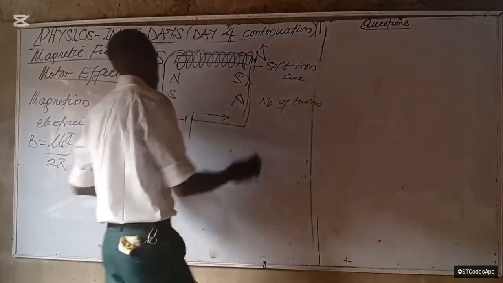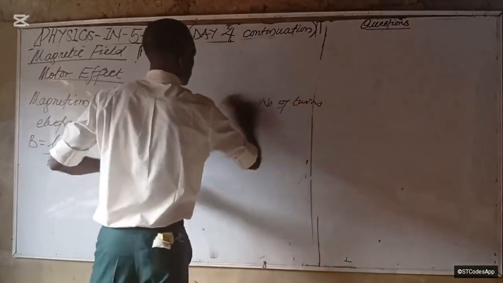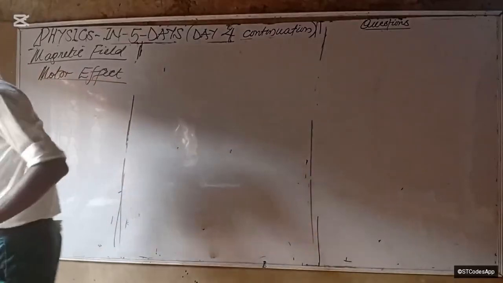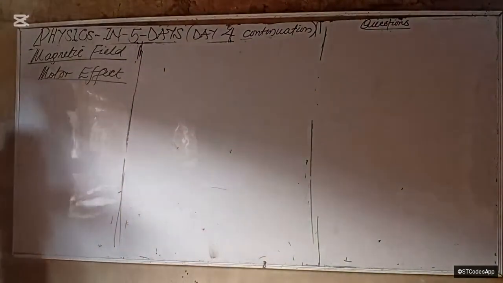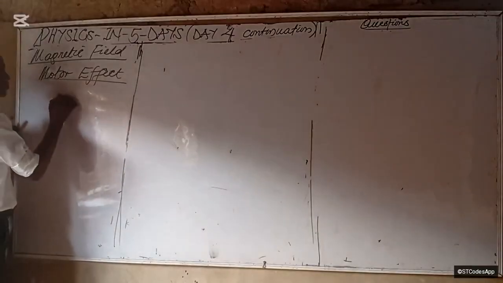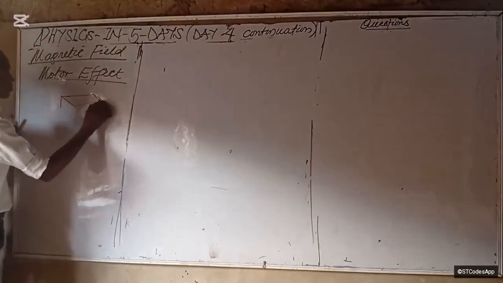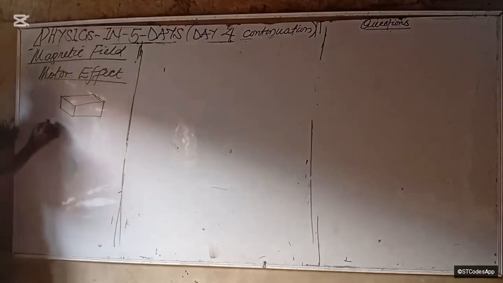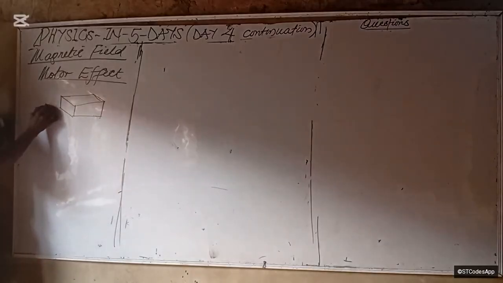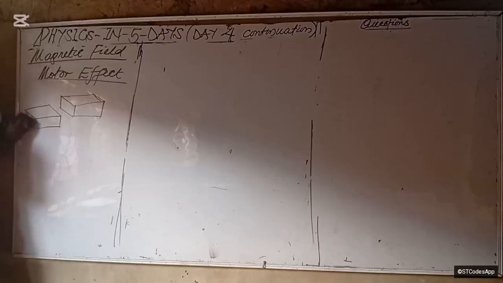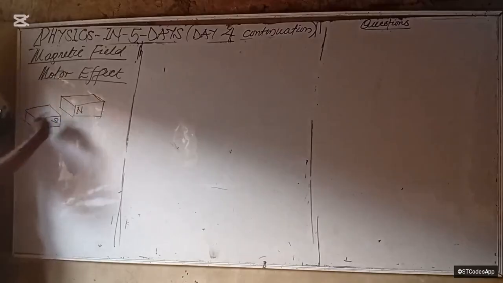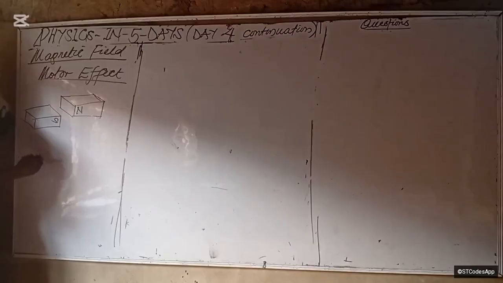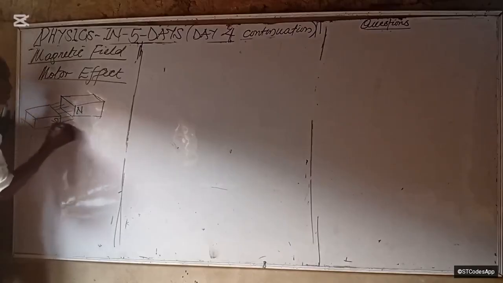Good. Alright. Now let's go to the motor effect. The motor effect of electricity is what happens when a current-carrying conductor is placed in a magnetic field. For example, I have my magnet like that. Let's say this was my north here and this was my south here. So is the magnetic field towards the right or leftward? Leftward, so magnetic field lines are going like this.